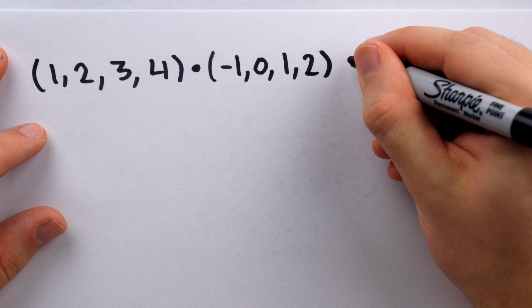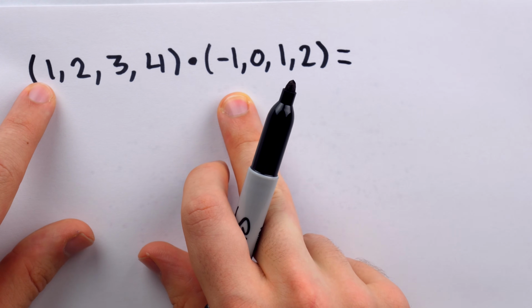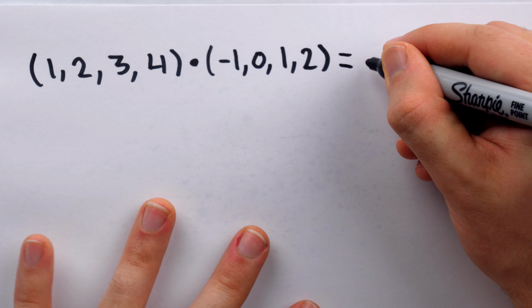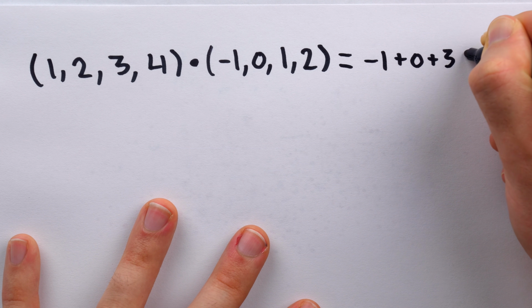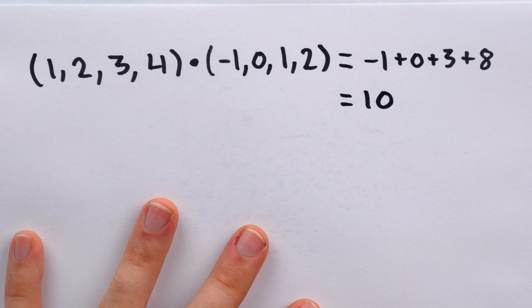The dot product definition, using components, generalizes exactly the way you would expect. All we do is multiply corresponding components together and add them all up. So 1 times -1, 2 times 0, 3 times 1, 4 times 2, add it all together. That's -1 plus 0 plus 3 plus 8. So the dot product of these two vectors is equal to 10.